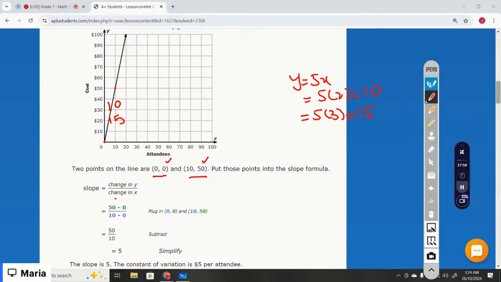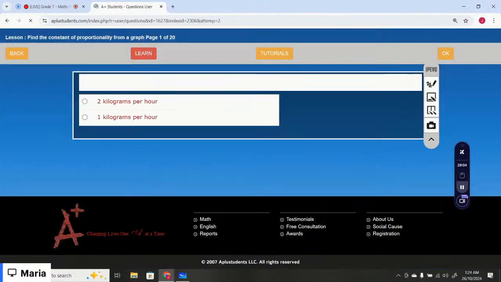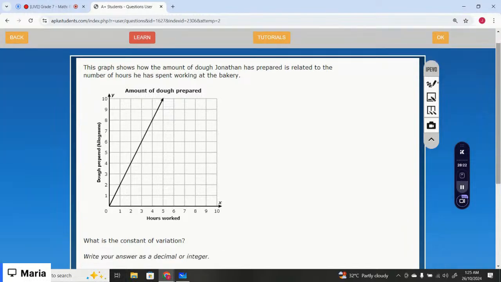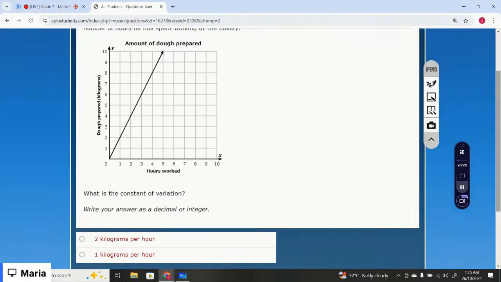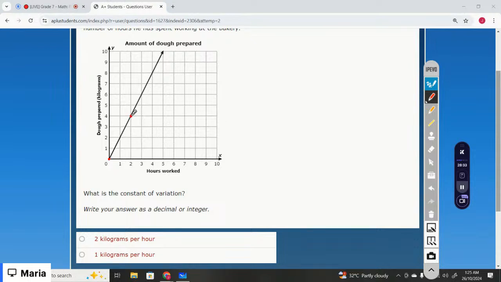Let's just start with the test questions. This graph shows how the amount of dough Jonathan has prepared is related to the number of hours he has spent working at the bakery. What is the constant of variation? So you have to calculate the slope of the graph. Just select any 2 points. Here is the first one and here is the second one, right?